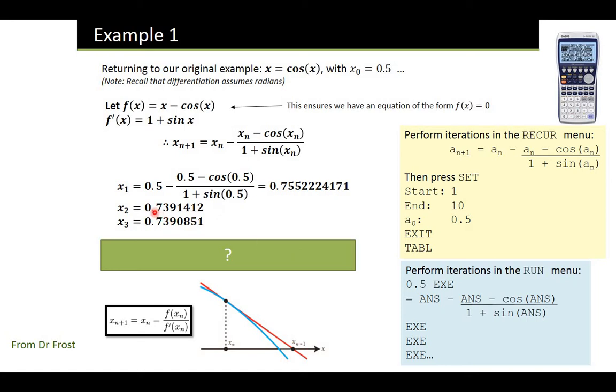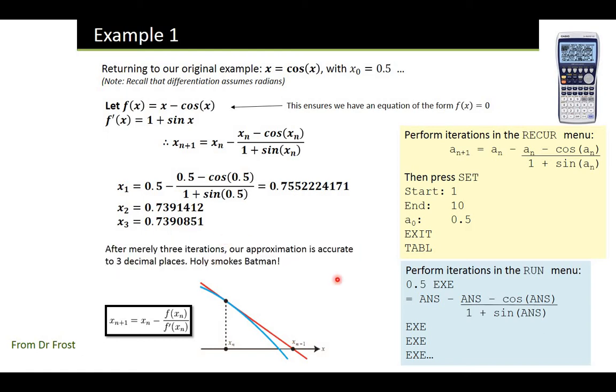But here, look at this. We're already, by the third iterate, agreeing to 3 decimal places. So that's pretty fast.